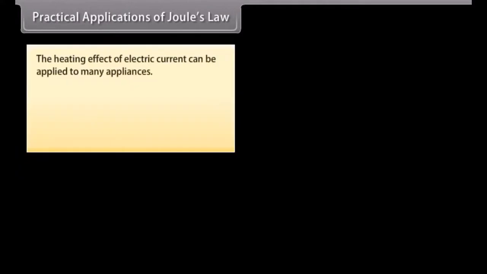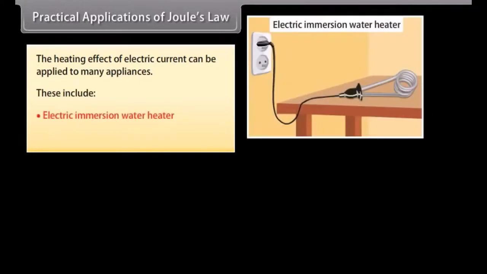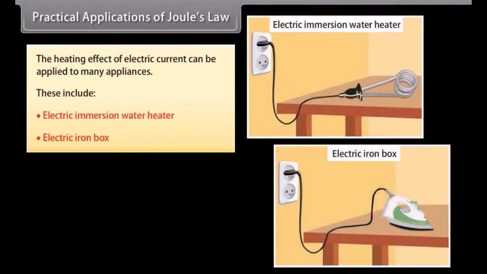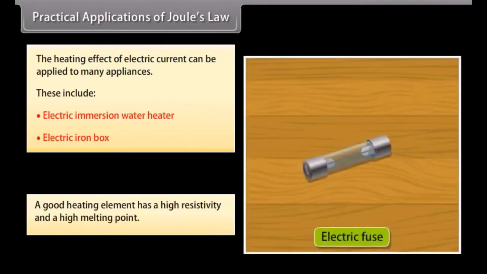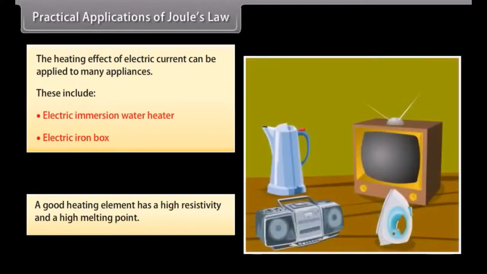Practical applications of Joule's law. The heating effect of electric current can be applied to many appliances. These include electric immersion water heater, electric iron box. A good heating element has a high resistivity and a high melting point. For example, an electric fuse is an example of heating effect of electric current.